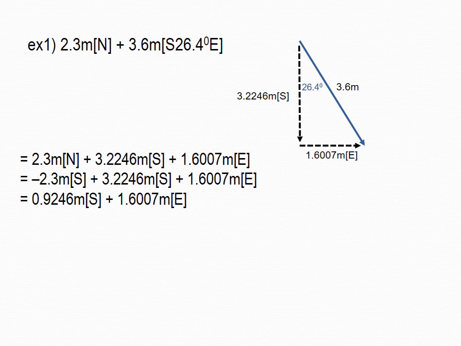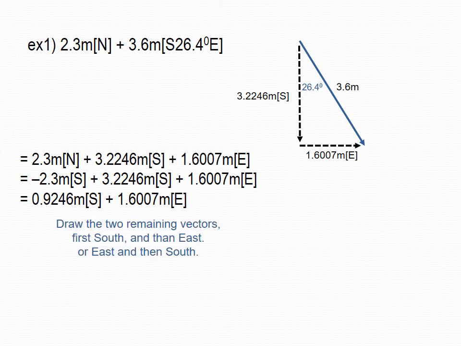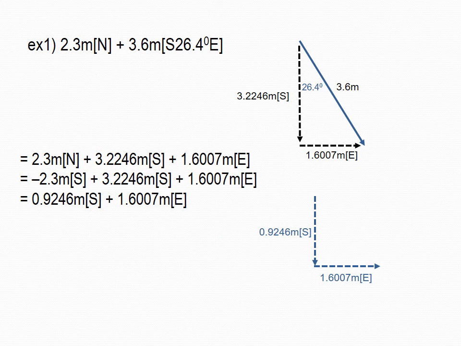And now I have to draw the final triangle. So when I draw this final triangle, I can either draw south first and then go east, or I can go east first and then south. In this example, I'm going to draw south first. So I went south 0.9246 meters, and then I drew a vector going east at 1.6007 meters. I will then draw a resultant vector going from where I started to where I finished.